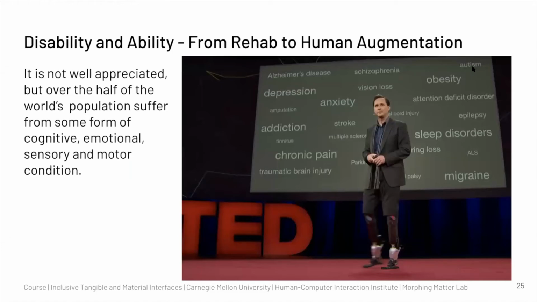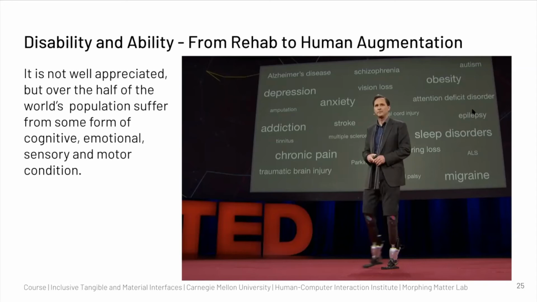And in a TED talk he gave, he mentioned this shocking fact. It is not well appreciated, but over the half of the world's population suffer from some form of cognitive, emotional, sensory, or motor conditions. So that means if our class right now has 36 students and instructors, 18 of us has suffered from some form of disability.